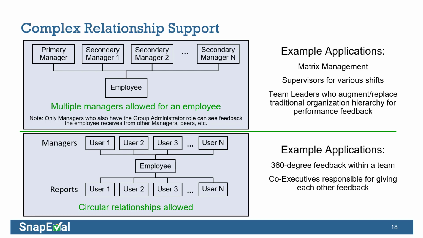First of all, sometimes you have teams where you want to do 360-degree feedback within the team. So that means within the confines of the team itself, each individual can give feedback and receive feedback from any other member of the team. But you don't want to have the general 360-degree feedback for everybody in the whole company. That's an example of how it works. Another that I've seen that's very common is you have co-executives that are responsible for giving each other feedback. So this allows each co-executive to be a manager and an employee to each other.